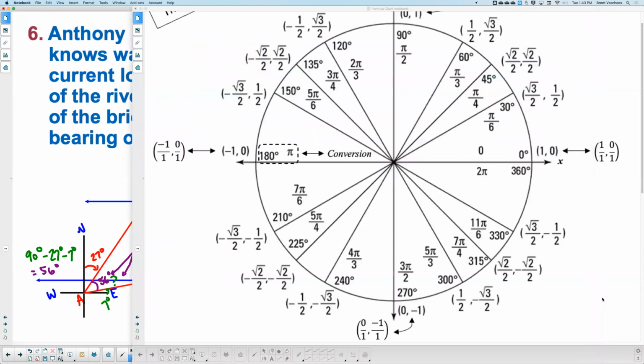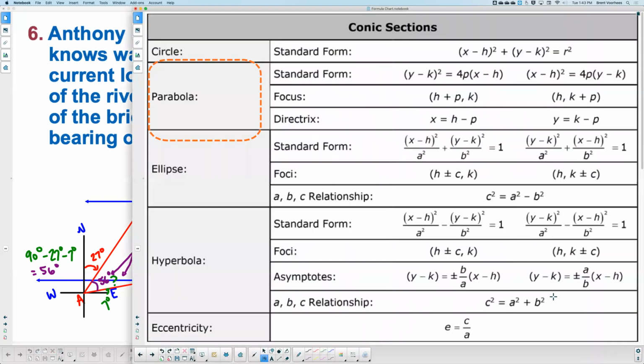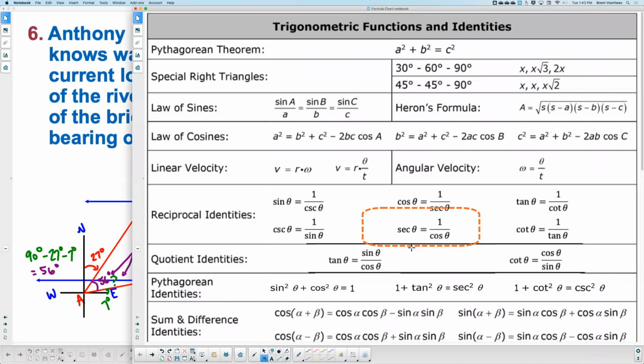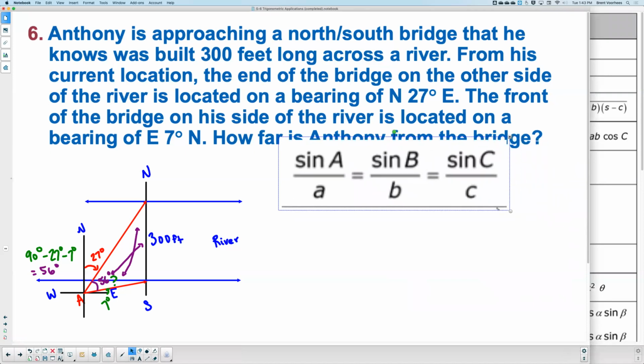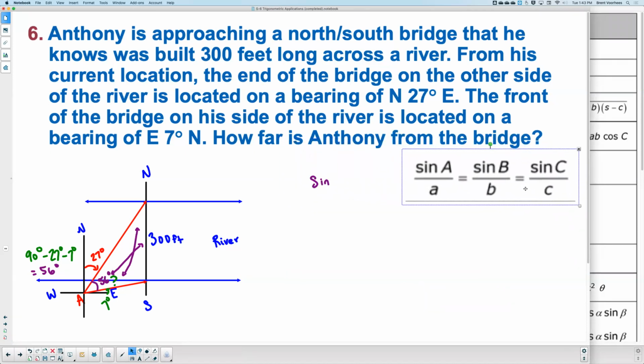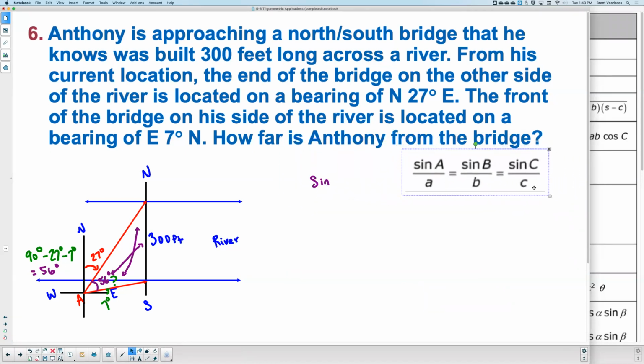The law of sines, let me come over here. The law of sines right here. I know I'm going to be using this formula. That's the formula we'll be using on this one. So I'll go ahead and copy this in. Let me shrink it down quite a bit. So that's the formula we'll be using.